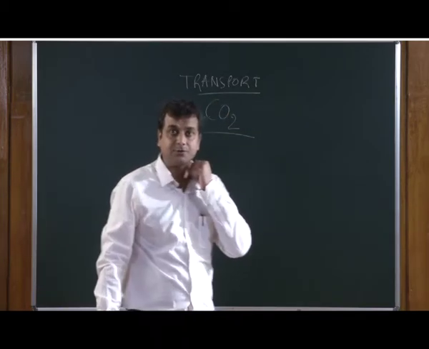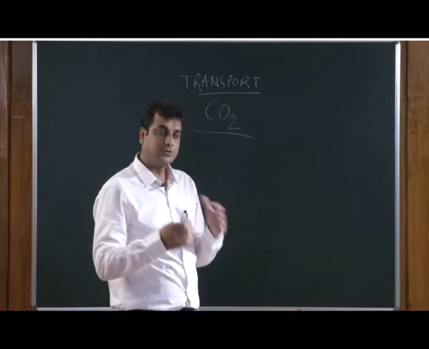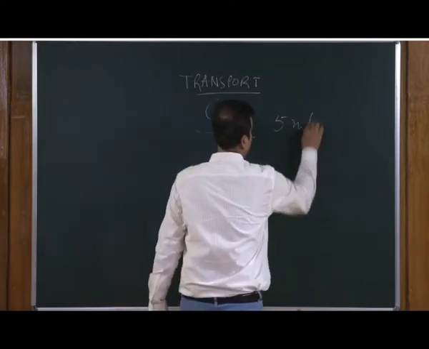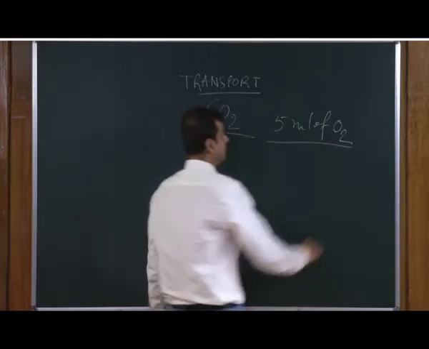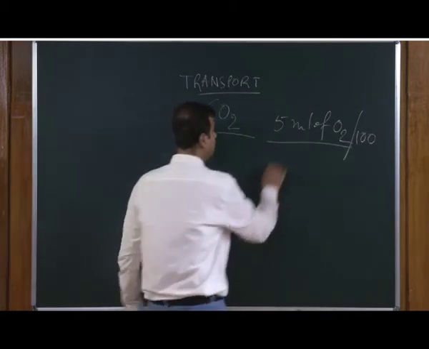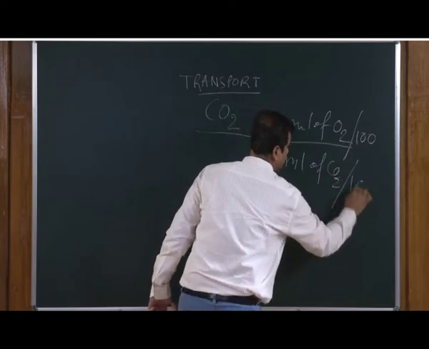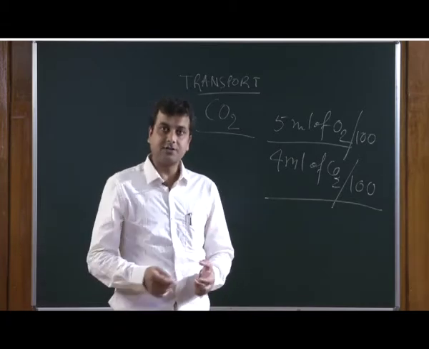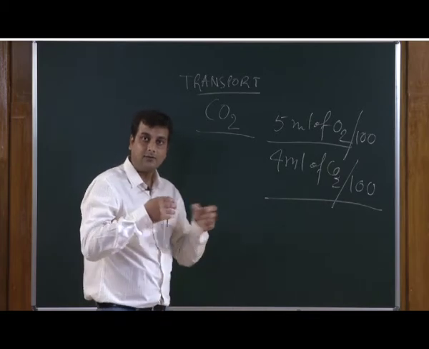CO2 transportation is quite different as compared to O2 transportation. In O2 transportation, we discussed that approximately 5 ml of oxygen is getting transported per 100 ml of the blood, while in the case of CO2, only 4 ml of CO2 is getting transported per 100 ml of the blood. The CO2 transportation is quite different as compared to O2 transportation in terms of exchange.